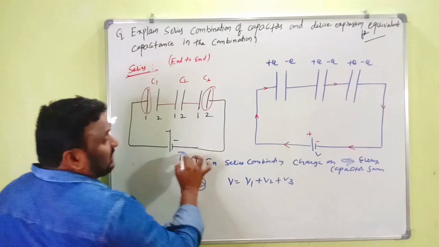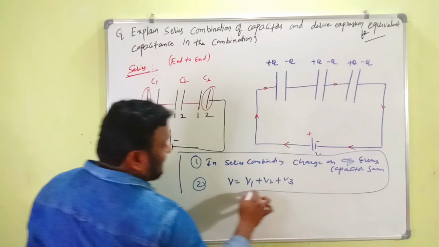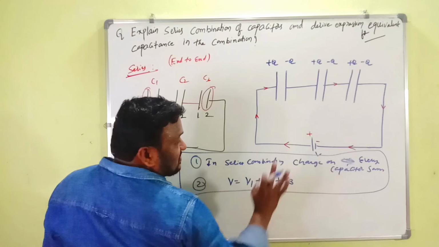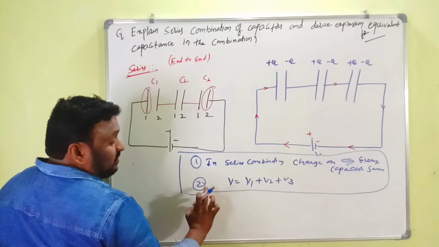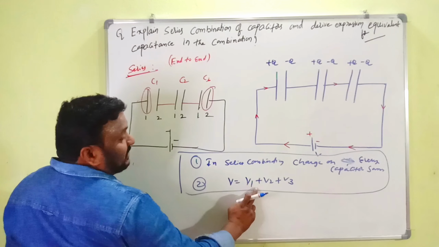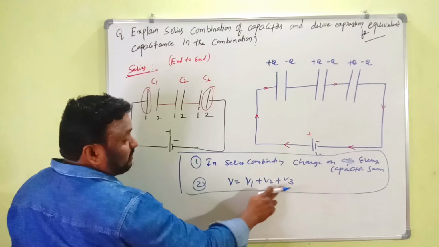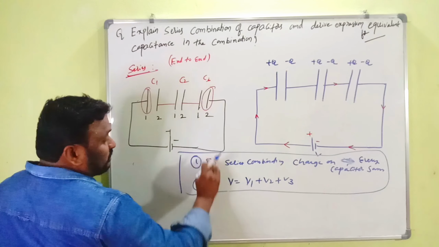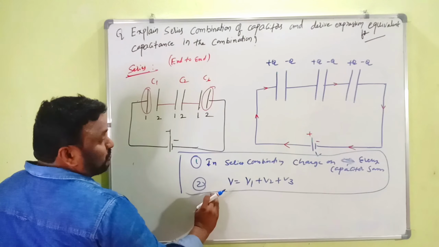If we know these two things, we can derive very easily. In series combination, charge on every capacitor is same and the algebraic sum of the potentials across all the capacitors should be equal to the potential supplied by the battery. So if you have an idea about these two points, then we can easily derive the expression for equivalent capacitance.